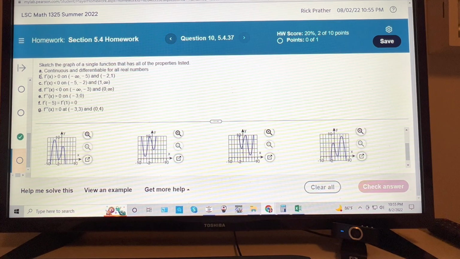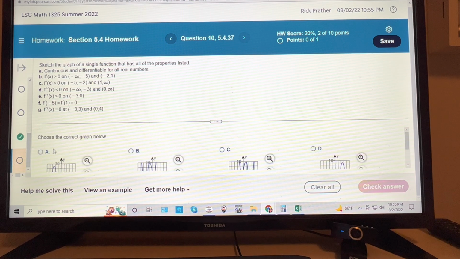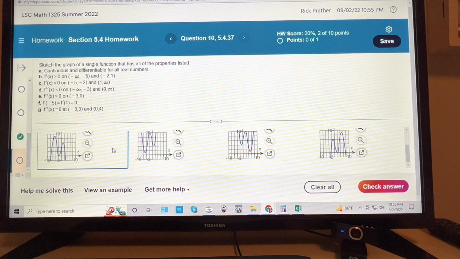So once again, after condition B, I already know the graph is A. But then we could check these other things, make sure they're true. Is it decreasing from negative 5 to negative 2? Yes, because when a derivative is less than 0, the original graph is decreasing. Is it decreasing from 1 to infinity? Yes.